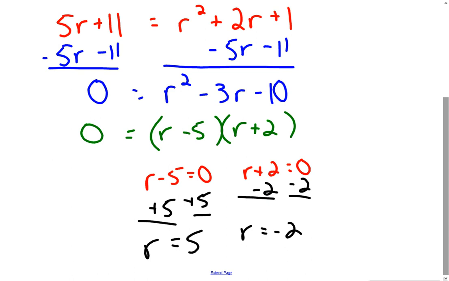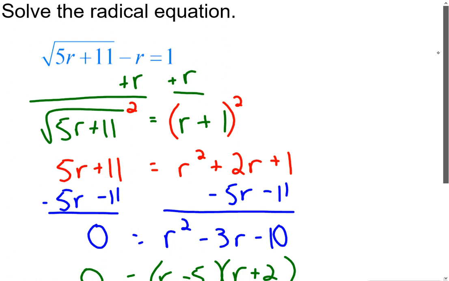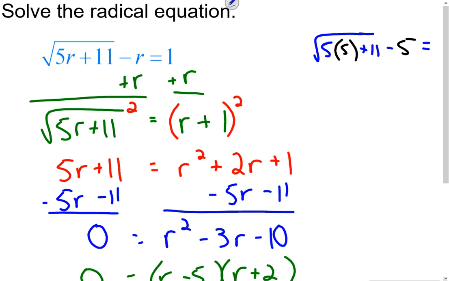So you look at this and you think two solutions. But be careful, because remember, we have to go back and we have to check those solutions. So I'm going to go back to this original equation, and I'm going to put 5 into that equation. Let's see if I can squeeze it in right here. So I have the square root of 5 times that r value that I just got, which was 5, add on the 11, subtract that r value, which is 5, and then it's supposed to equal 1. The question is, will it?